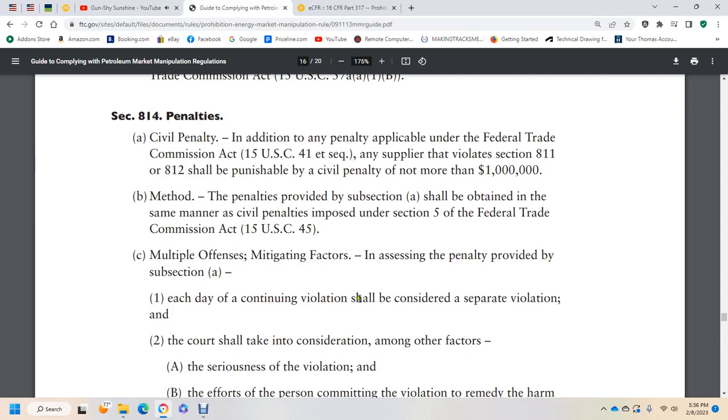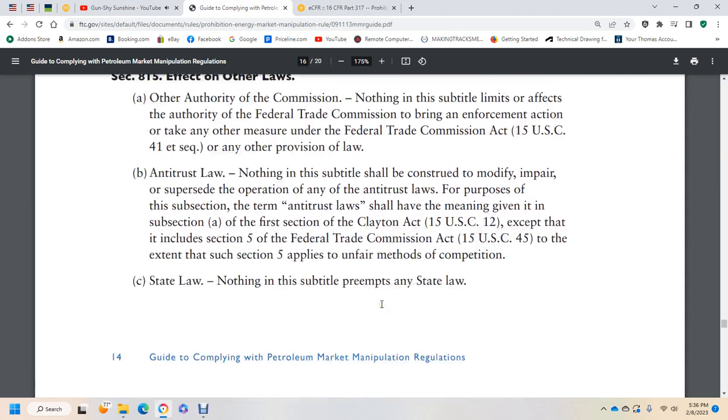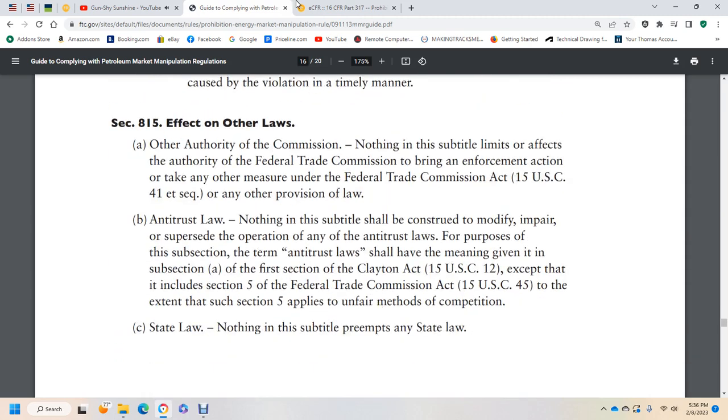Multiple offenses and mitigating factors for assessing the penalty provided in subsection A. 1. Each day of a continuing violation shall be considered a separate violation. 2. The court shall take into consideration: B. Efforts of the person committing the violation to remedy the harm caused by the violation in a timely manner. Section 815, Effect on other laws. Other authority of the Commission: nothing in this subtitle limits or affects the authority of the Federal Trade Commission to enforce or take action under the Federal Trade Commission Act, Title 15, U.S. Code 41 et seq., or any other provision of law.